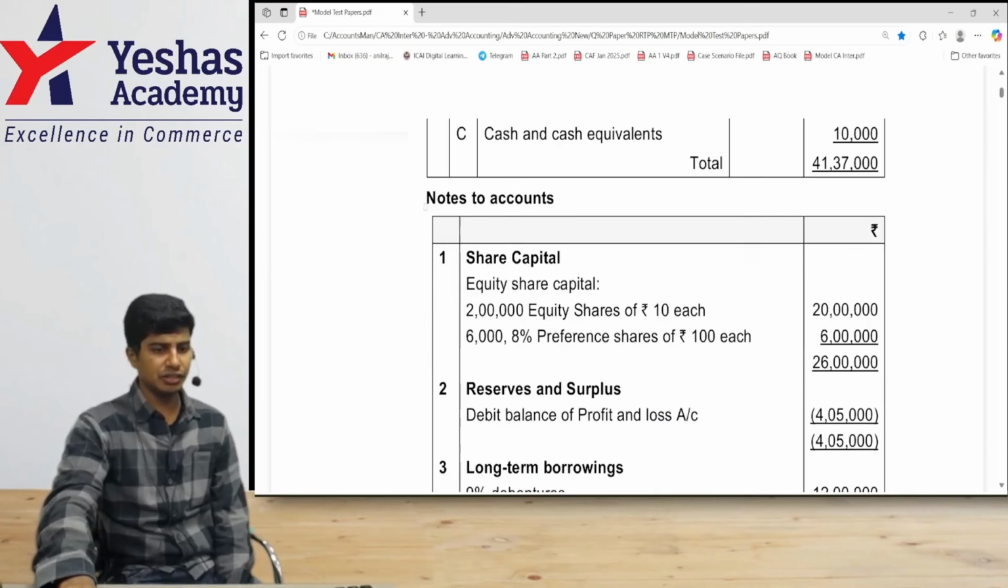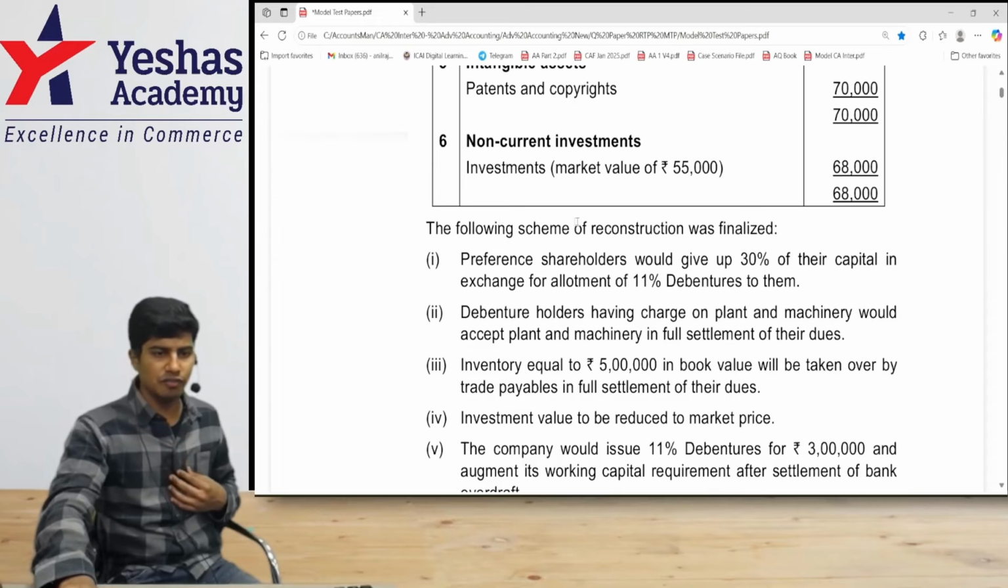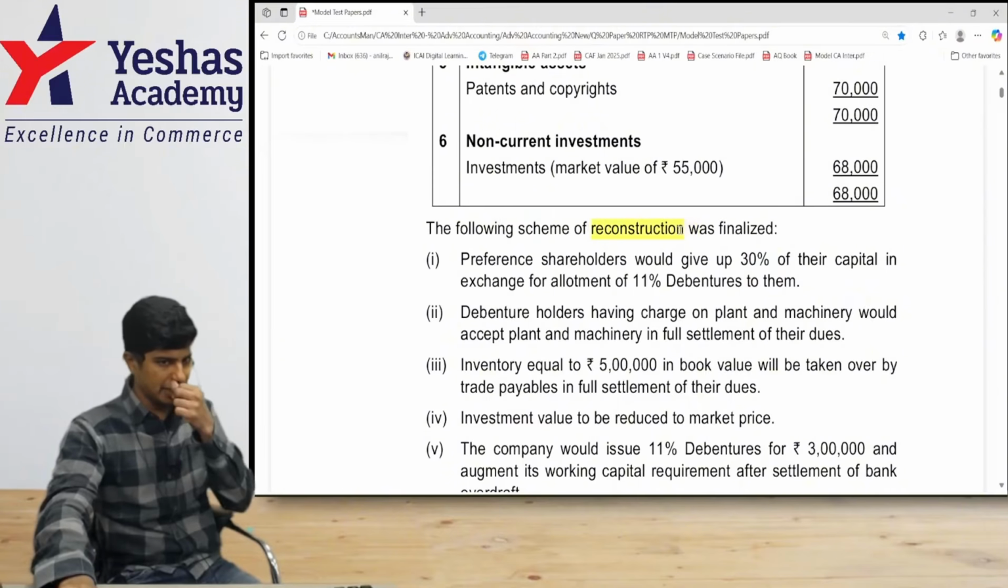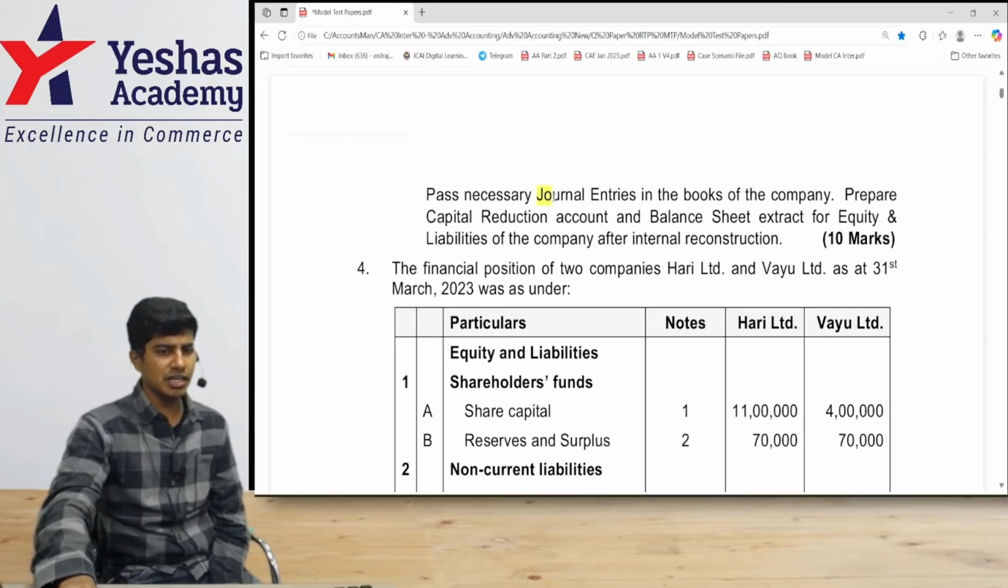After the balance sheet, they've given notes to accounts. Then they've told us the following scheme of reconstruction was finalized. They've given 1, 2, 3, 4, 5 adjustments. They are asking us to pass journal entries in the books of the company, also prepare the capital reduction ledger, then prepare a balance sheet extract.